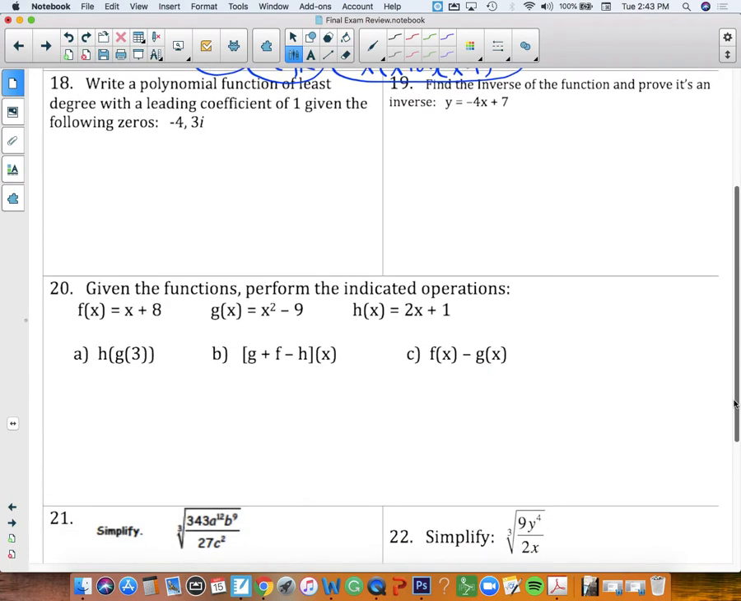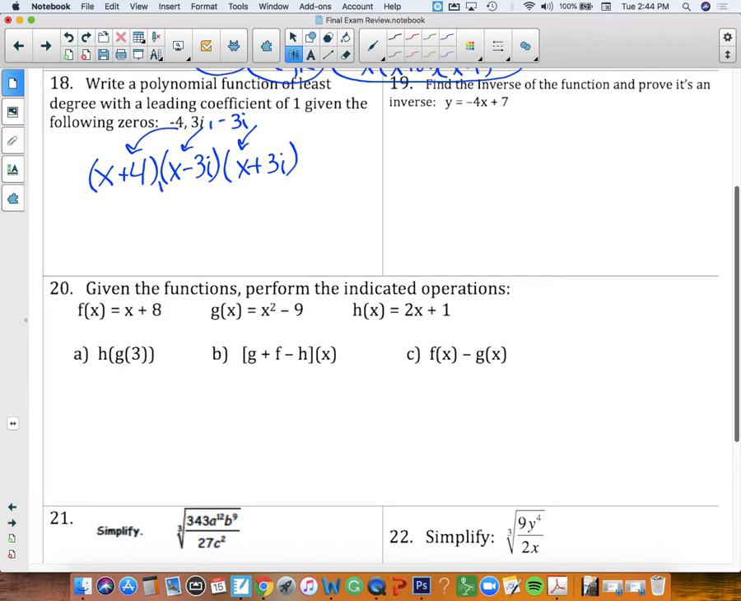Write a polynomial function of least degree with a leading coefficient of 1 given the following zeros. So we have an imaginary 0 in there. There was a complex conjugates theorem before that said every time you have an imaginary number, you're going to have both the positive and the negative of that number. So you would also need that. And then you turn all of these into factors, and you multiply it out. All right, so then you just multiply that out, and you can get to your answer.